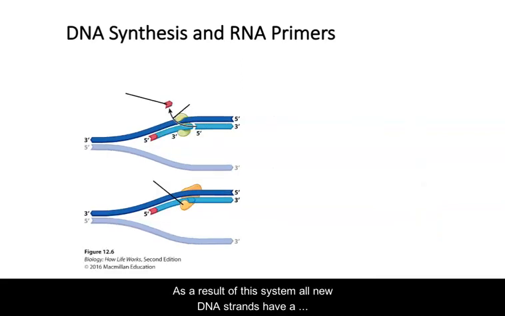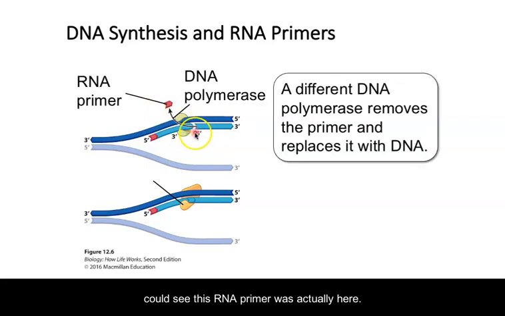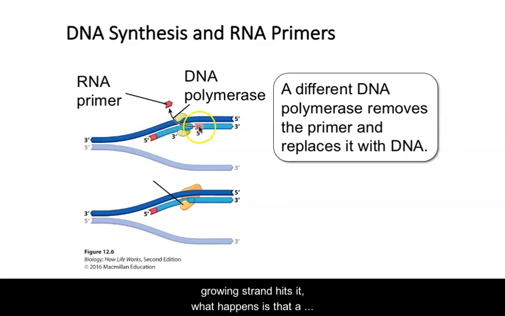As a result of this system, all new DNA strands have a short stretch of RNA at their 5' end, even the leading strand. The lagging strand has a lot of little short RNA pieces, one for each fragment. When the growing fragment comes into contact with an RNA primer, as you can see that's happening here, so you could see this RNA primer was actually here, and this growing strand hits it.